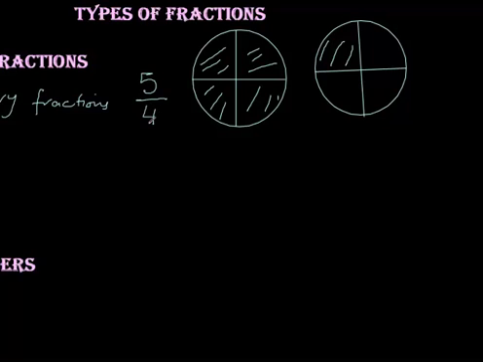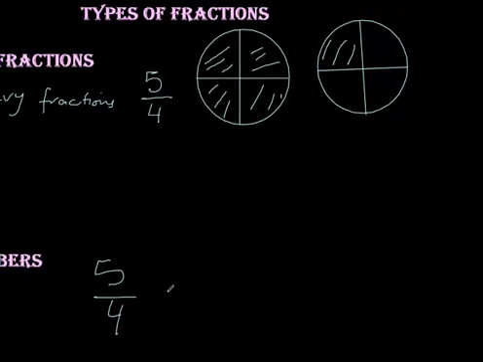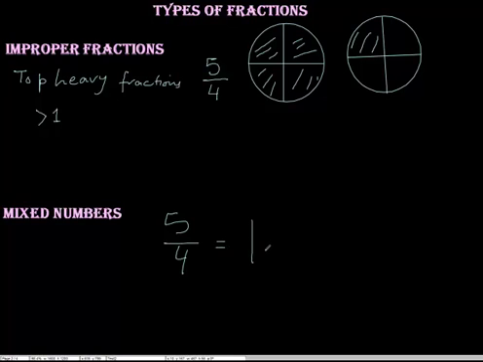or where the top number is bigger than the bottom number. Now, mixed numbers are a different way of writing improper fractions. For example, if I've got the same fraction 5 over 4, I can see in this picture that 5 over 4 is actually 1 whole and 1 quarter.